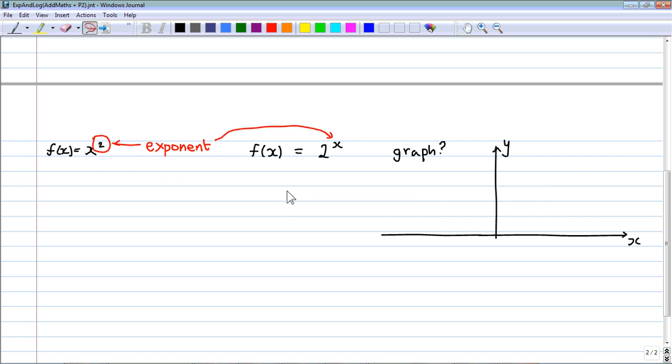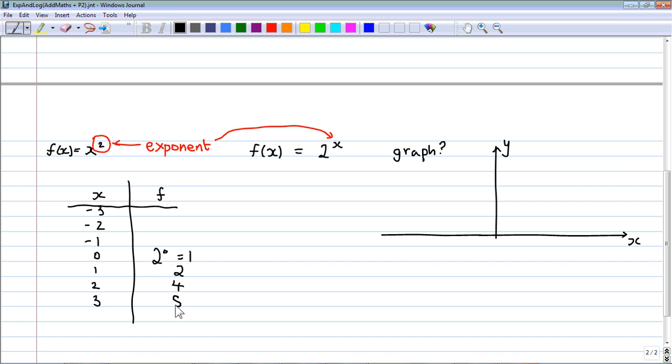Now, this is the function 2 to the x. What you could do, if you've never done this before, is make a little table of different values of x, maybe -3, -2, -1, 0, 1, 2, 3, and then consider the correct values of f for each value of x. Now, first of all, if x is 0, then we're talking about 2 to the power 0. Well, that's 1. 2 to the power 1 would be 2. 2 to the power 2 would be 4. 2 to the power 3 would be 8.